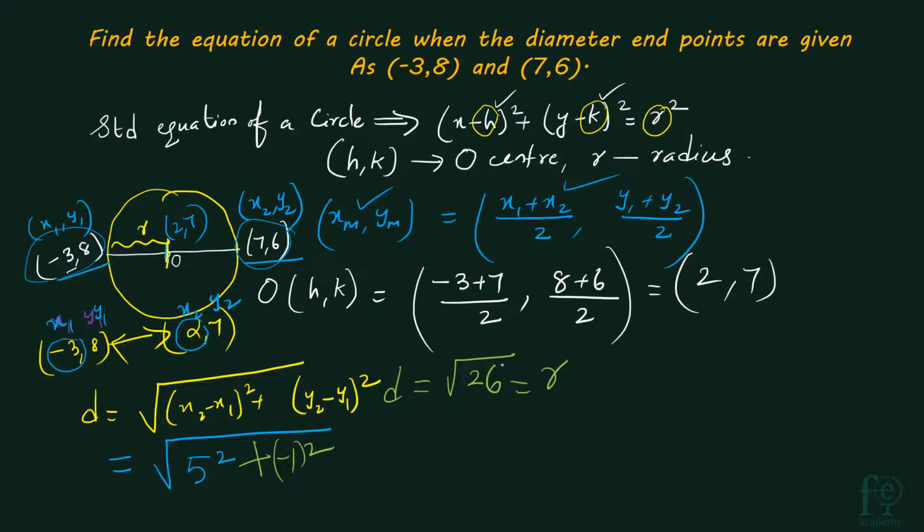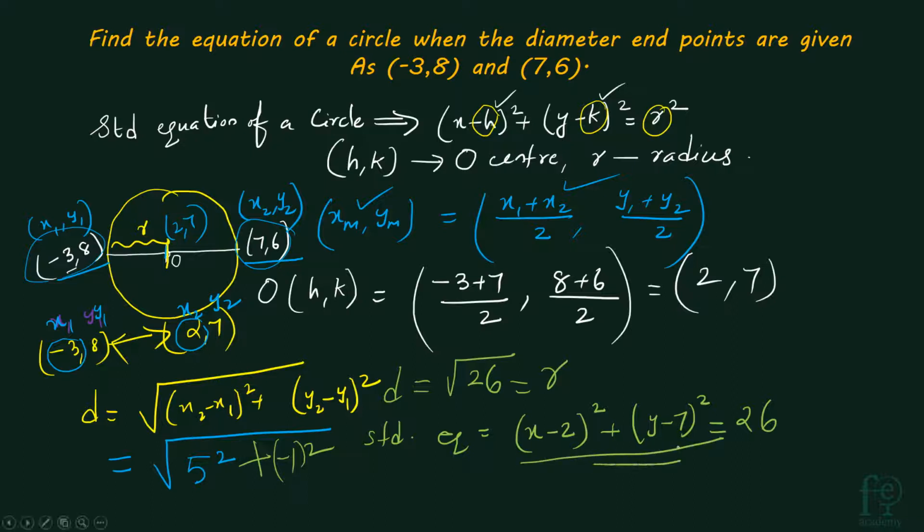Now, we can straight away go to the standard equation of the circle. So, the equation of the circle here will be (x minus 2) the whole square, h is equal to 2, plus (y minus 7) the whole square, k is equal to 7, is equal to root of 26 the whole square, which gives you 26. So, (x minus 2) the whole square plus (y minus 7) the whole square is equal to 26. So, this is our final answer.